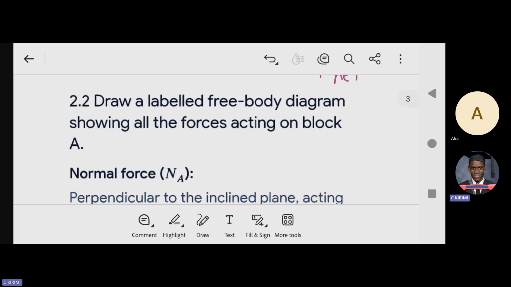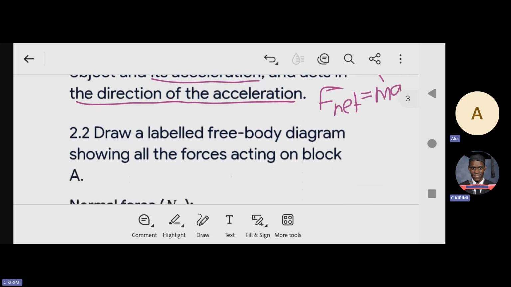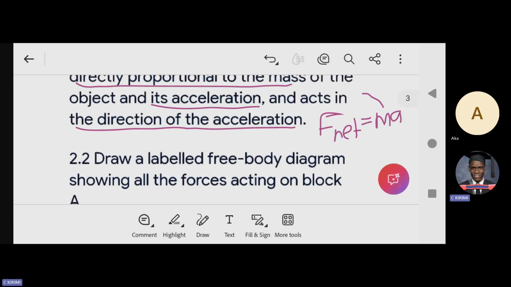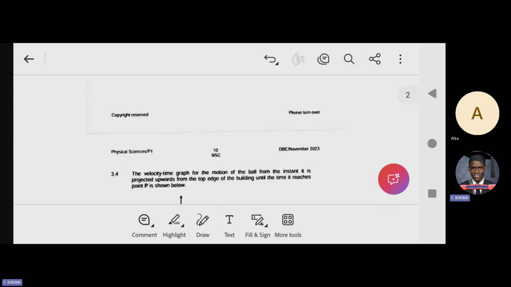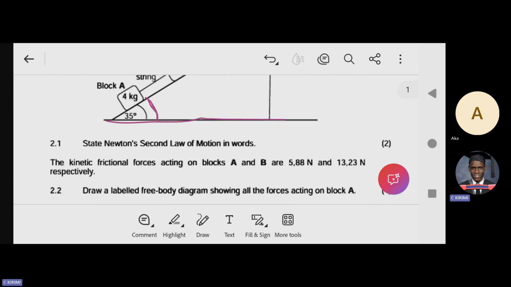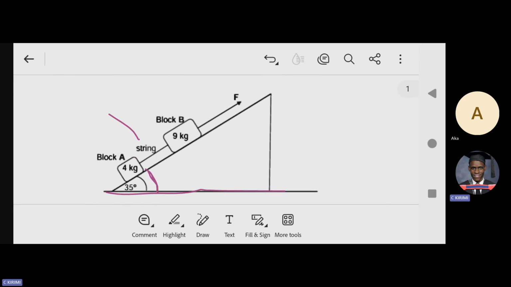So draw a free body diagram showing all the forces acting on the block. Draw it and send it to me on WhatsApp now. Just draw it on your paper, in your book, and send a picture of these forces. I'll be waiting. Once you have sent it, let me know so that I can open it. A free body diagram of the forces acting on the block.